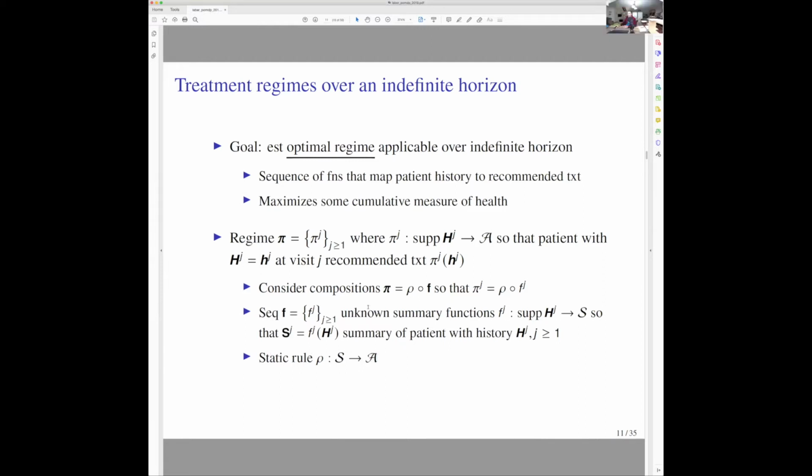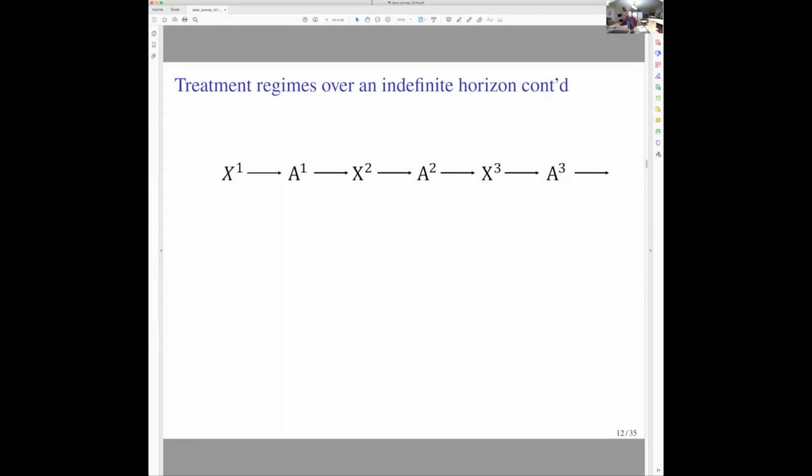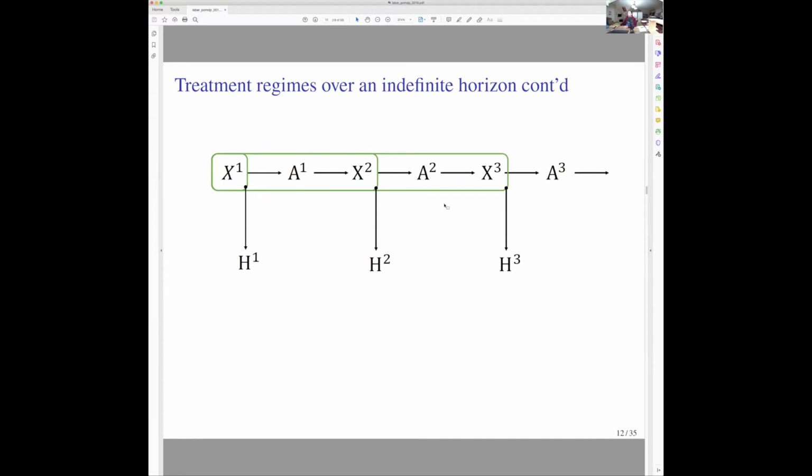All right, so I just want to show a picture of what this looks like, because I think this will help drive the point home. So here's the raw data. You have X1, those are baseline patient measurements, A1, which is the initial treatment, X2, which are subsequent measurements at the second clinic visit, and so on. The history at time 1 is just X1. The history at time 2 would be X1, A1, and X2. So that's the information you have before assigning A2. And H3 would be X1, A1, X2, A2, X3 before you assign A3, and so on.